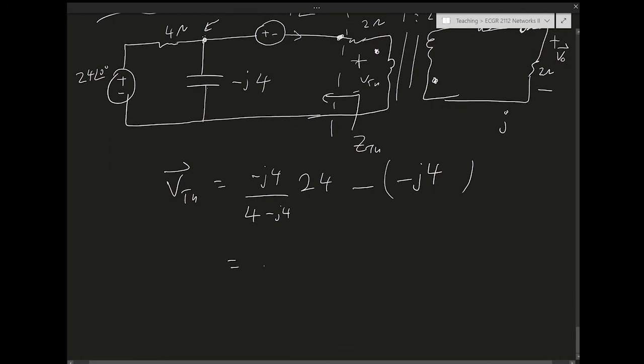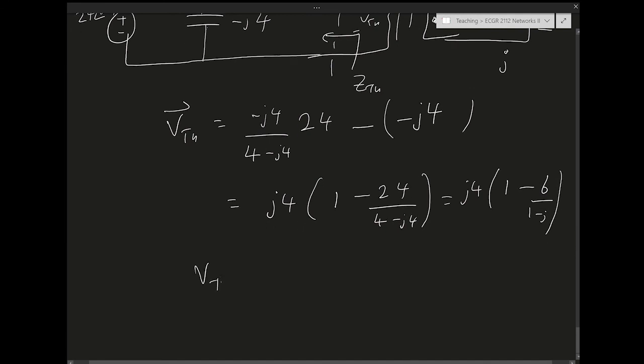So we can do the math. This is going to be plus J4. Let me take that out. J4 times 1 minus 24 over 4 minus J4, which is equal to J4 times 1 minus 6. 24 over 4 is 6. Over 1 minus J.